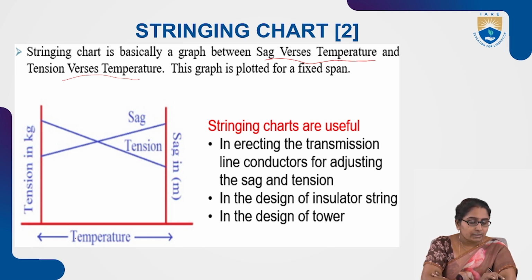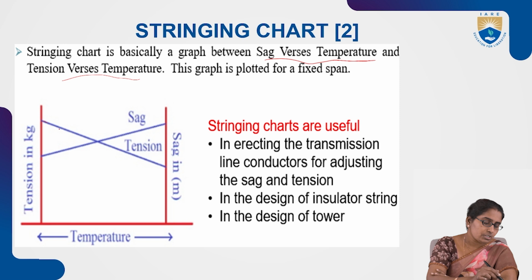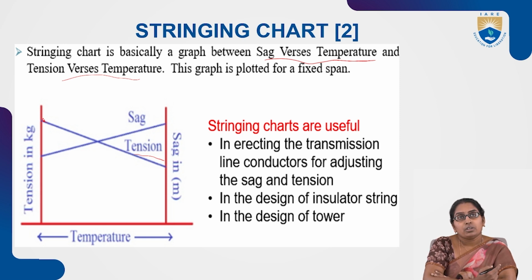We can see below, the temperature is taken on the x-axis and tension on the y-axis, here in kgs. What happens if the temperature is increased? Correspondingly, the tension decreases, because with temperature the conductor length increases a little bit, so automatically the tension on the conductor is reduced.